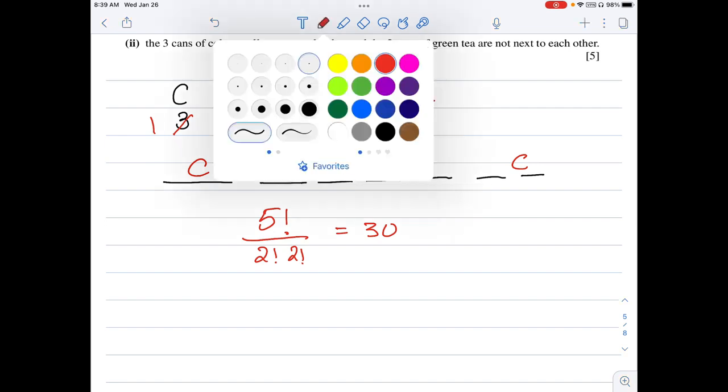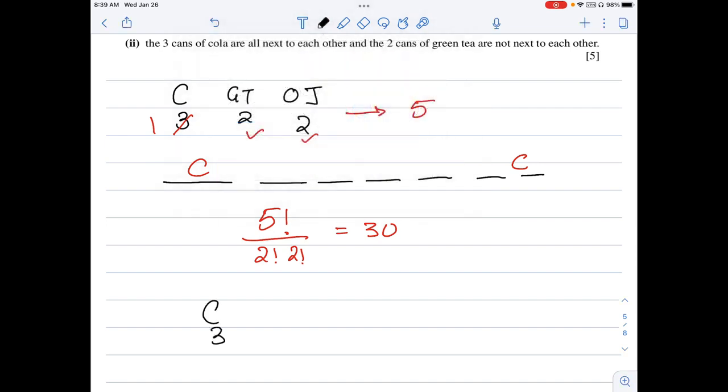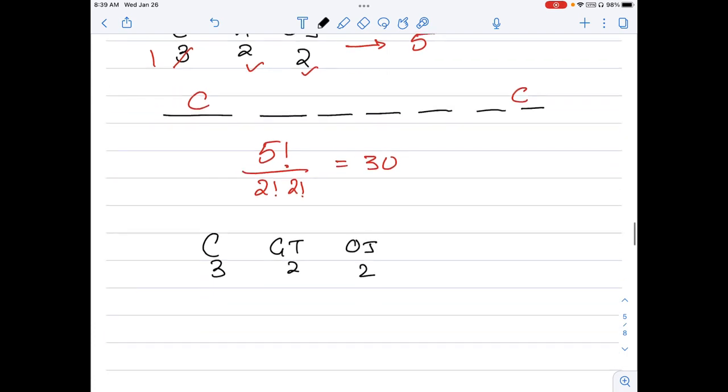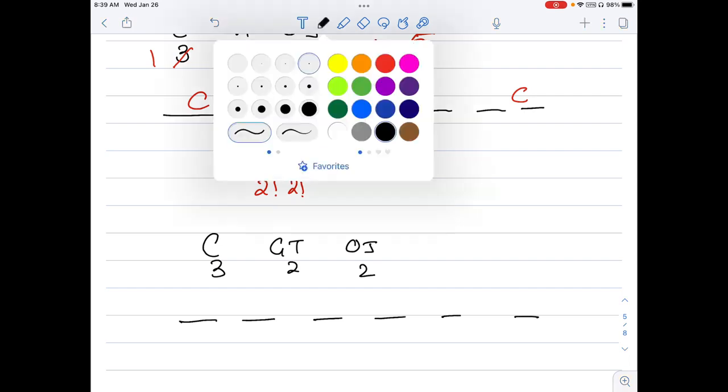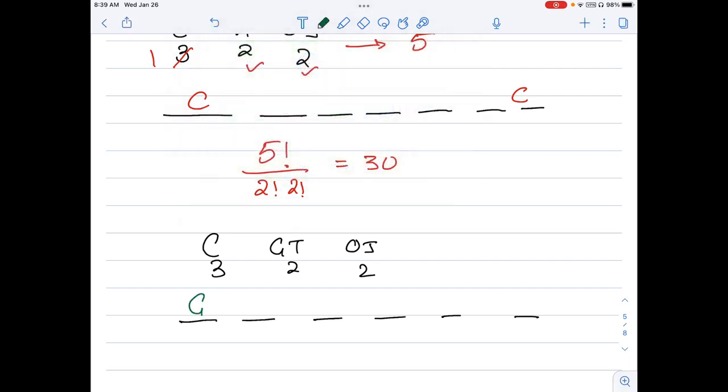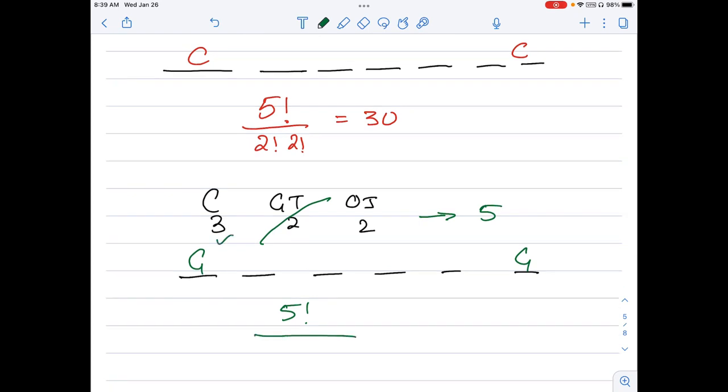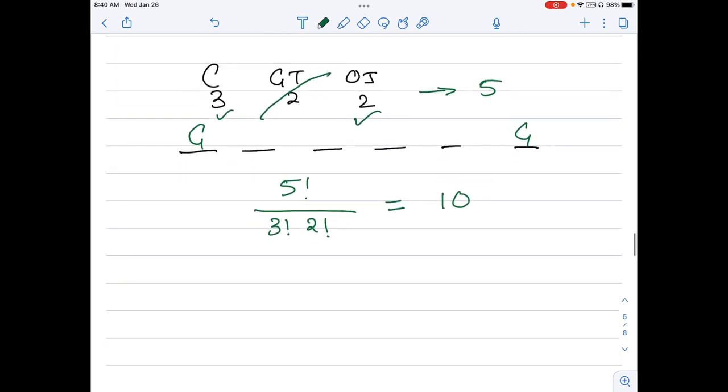Now next time, again I take 3 cola, green tea 2, orange juice 2. This time, all these 7, what am I going to do? I am going to start with the green tea and end with the green tea. So all the green teas are done. So still there are 5, so 5 factorial. But you can see that 3 colas are identical and 2 orange juice are identical. So 5 factorial upon 3 factorial, 2 factorial, do by calculator, you get 10.